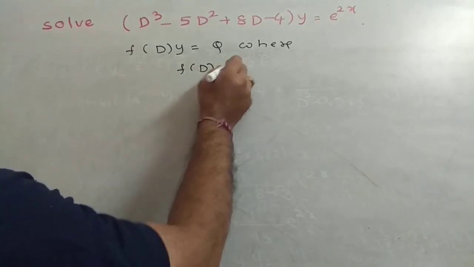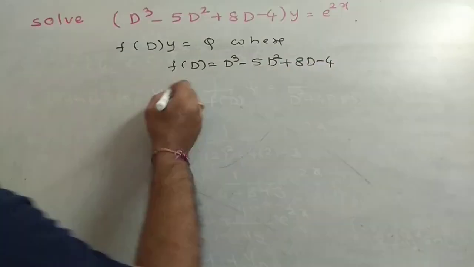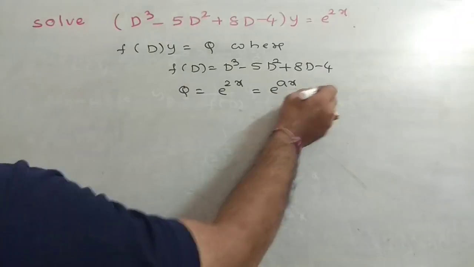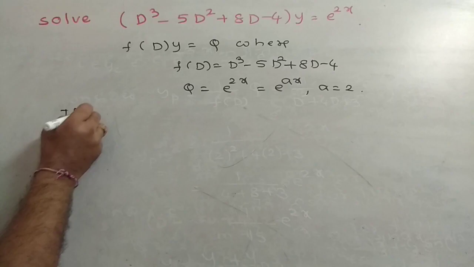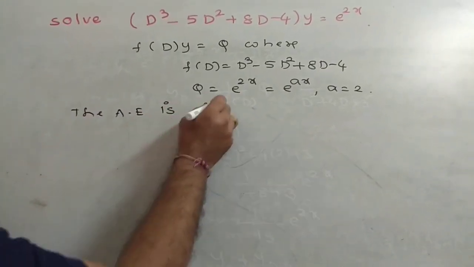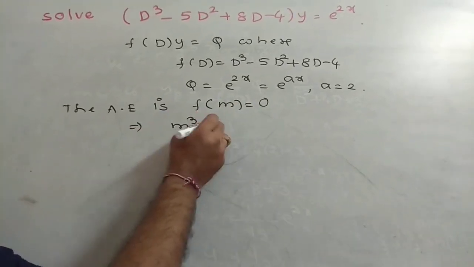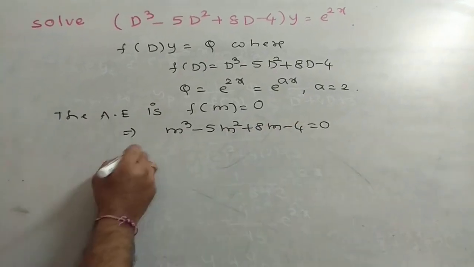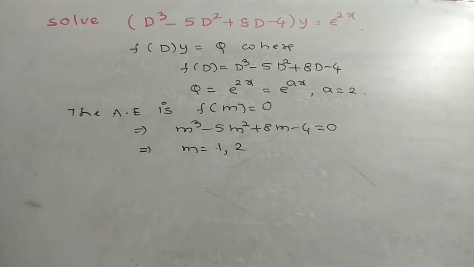It is D cube minus 5D square plus 8D minus 4, and Q stands for e power 2x, looking like e power ax, where a is equal to 2. Now you are calculating the first auxiliary equation. For your practicing purpose, I am just giving you f of m equal to 0 directly: m cube minus 5m square plus 8m minus 4 equal to 0. You can use your calculator so that you are getting the answer only 1 and 2.